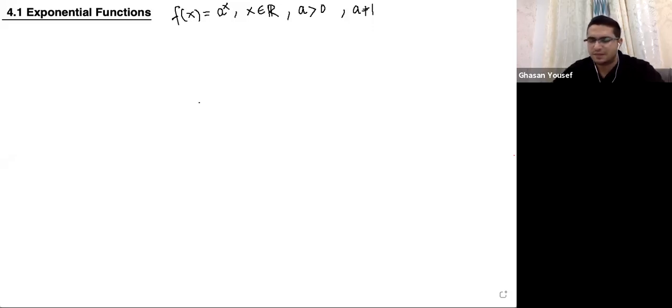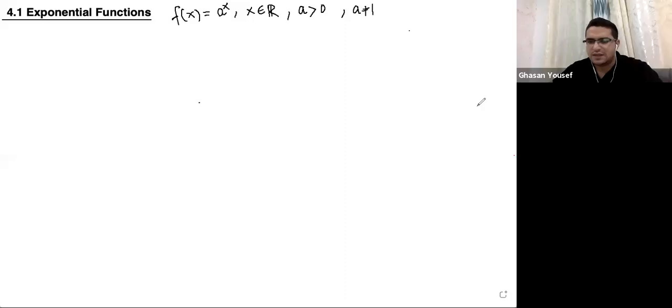I gave also some examples. The example is how we can graph the function f of x equal 3 to the power x, and the function f of x equal 1 over 3 to the power x. I mean, the base is 3, and in the second example was 1 over 3. I mean, it's the reciprocal of the 3. We see the relationship between these two functions. They are reflections of each other on the y-axis.